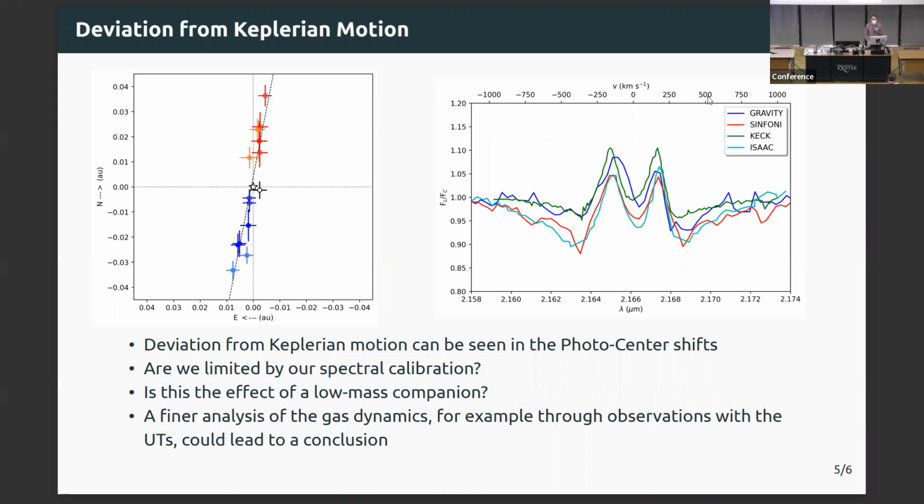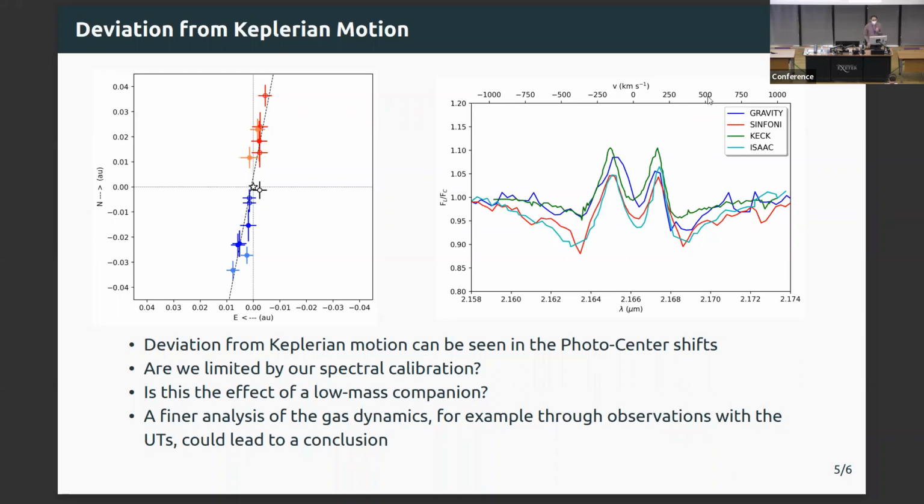We note that the spectrum of the system obtained with different instruments at different epochs is fairly constant, but the spectrum obtained with GRAVITY is not symmetric like the other ones. We see that the red peak is weaker than the blue peak.